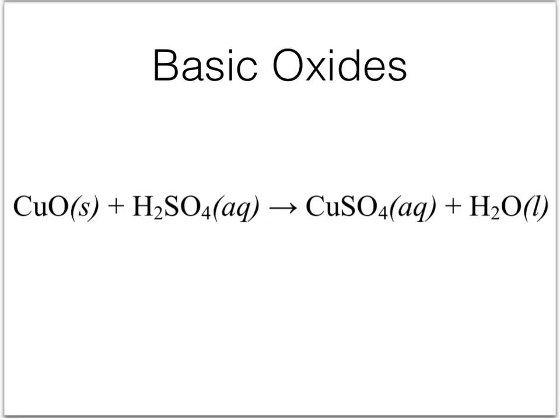We're not going to spend much time on basic oxides. Basic oxides are oxides that react with an acid to produce a salt and water. In this case, we've got copper oxide reacting with sulfuric acid, giving copper sulfate and water.